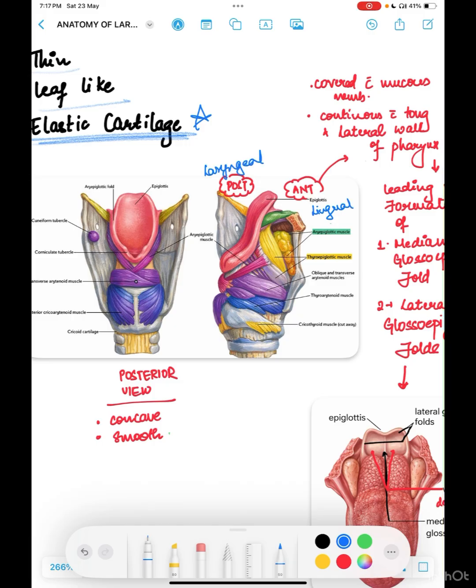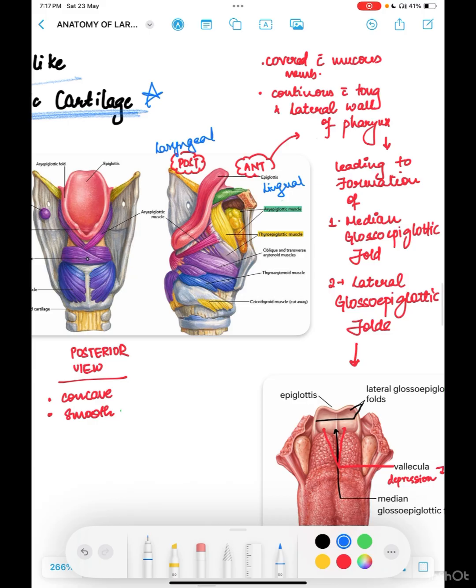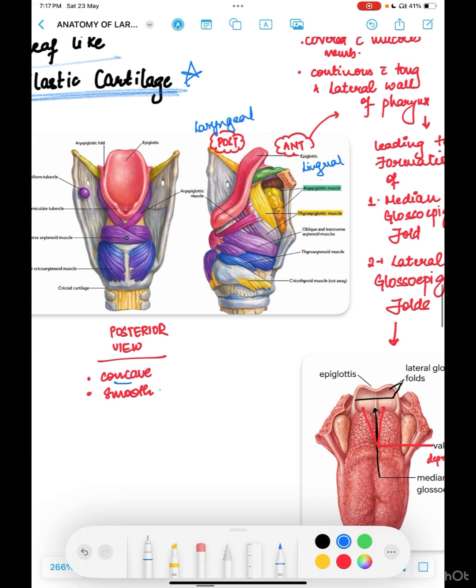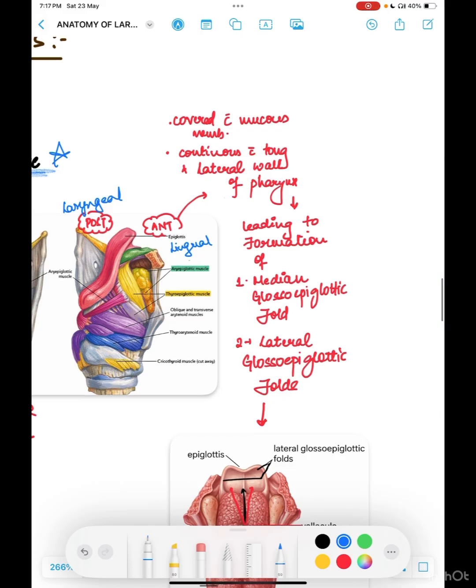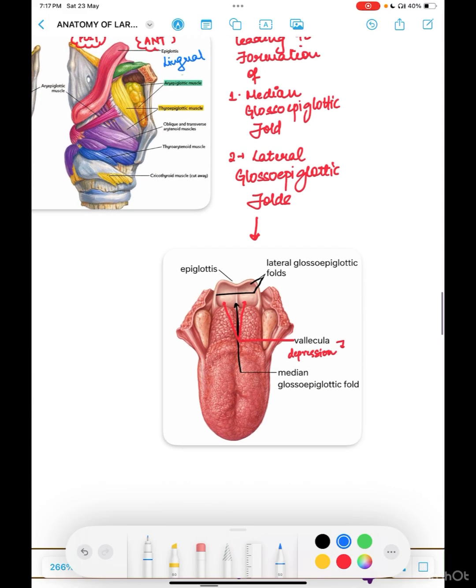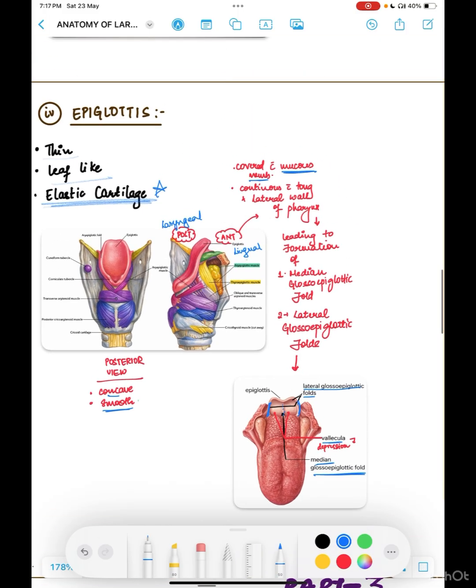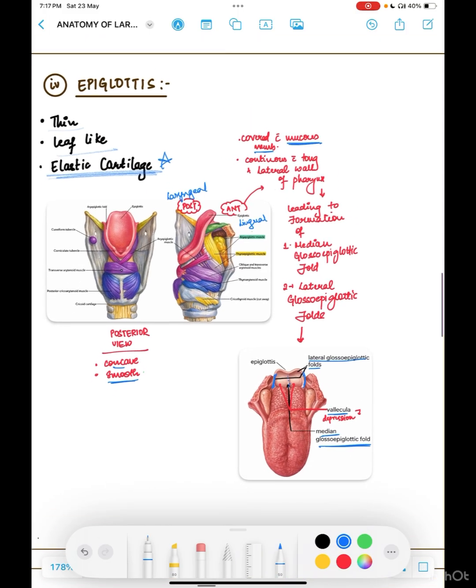It is also called this. Different textbooks have different terms. The posterior view is concave and smooth, whereas the anterior one is covered with the mucous membrane and it leads to the formation of two folds. In this diagram, as you can see, this is the epiglottis and you have a lateral glossoepiglottic fold. This bluish thing is the lateral glossoepiglottic fold, and in the midline, the dotted thing is nothing but the median glossoepiglottic fold, and the depression is called the vallecula. Okay, this is everything about the epiglottis and the cartilages of the larynx.